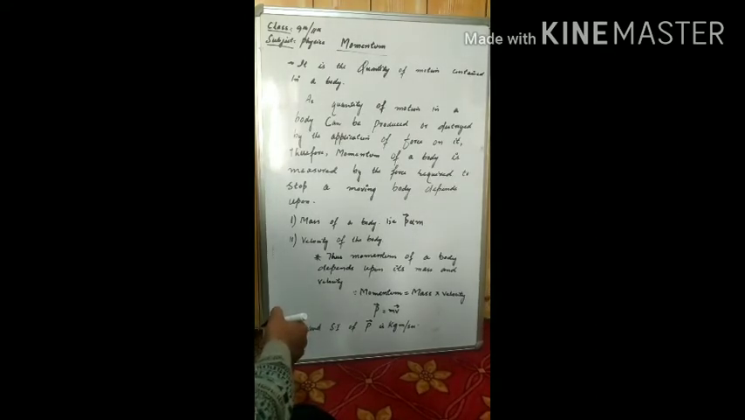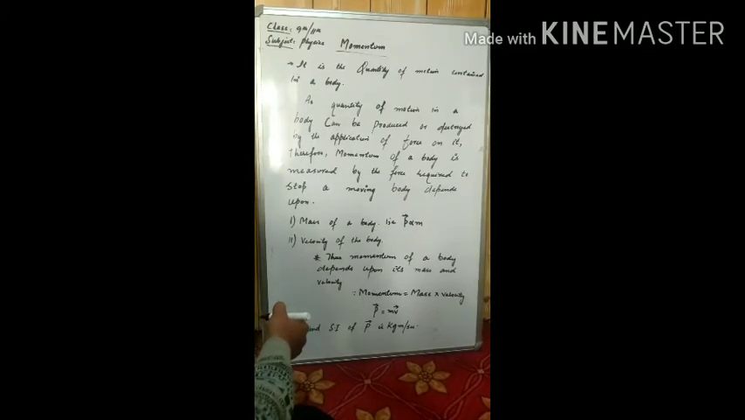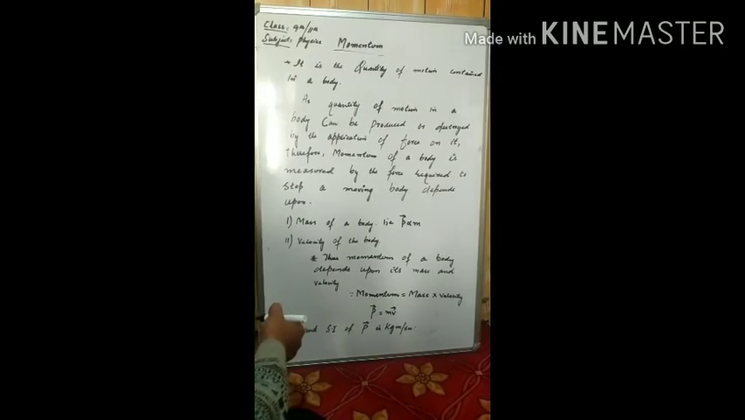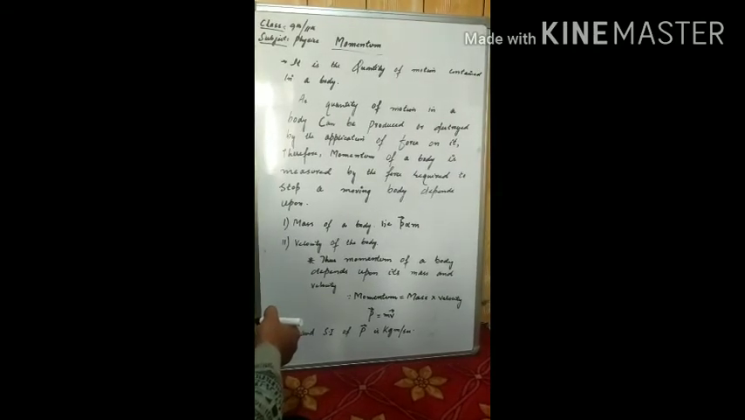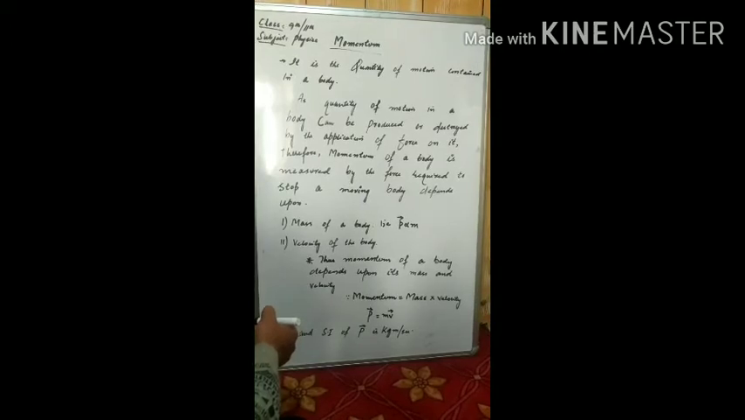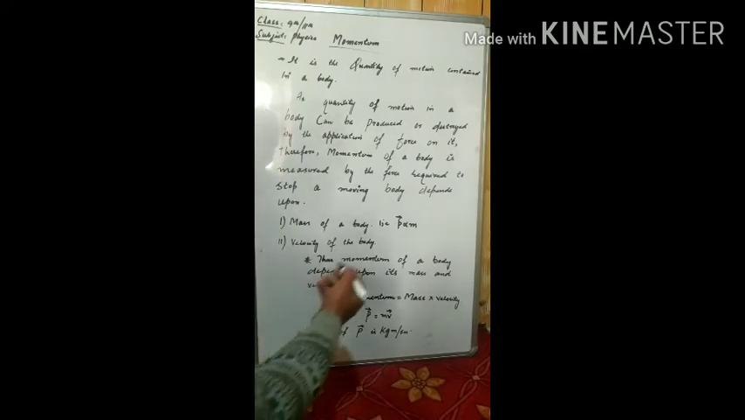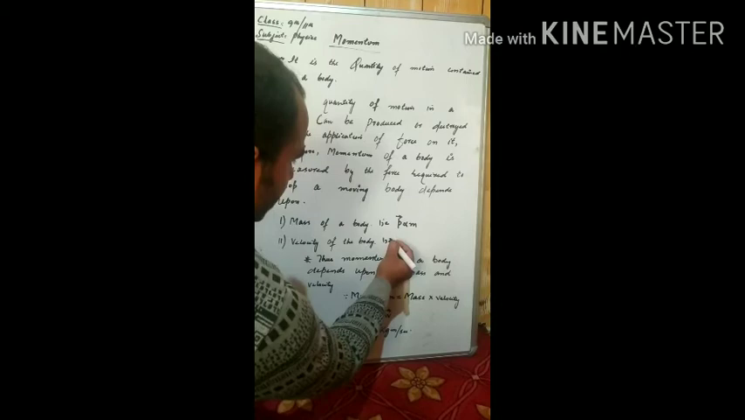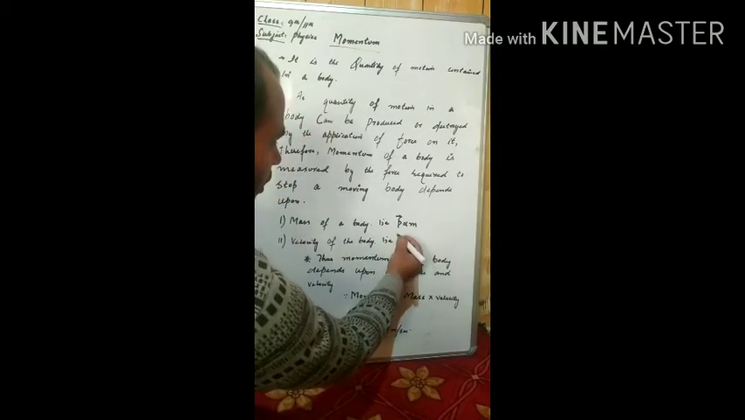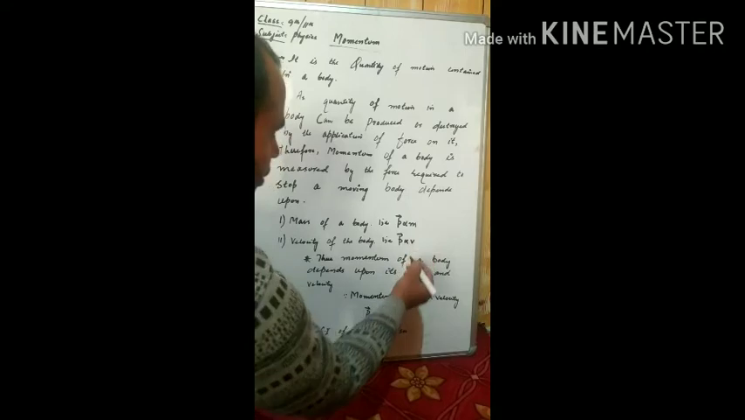A bullet thrown with the hand can be stopped much more easily than the same bullet fired from a gun. This is because in the latter case, the velocity is much larger. Therefore, the larger the velocity of a body, the greater is its linear momentum. That's why we say that the velocity of a body is also responsible for the momentum of a body. So we can represent it as momentum is also directly proportional to velocity.